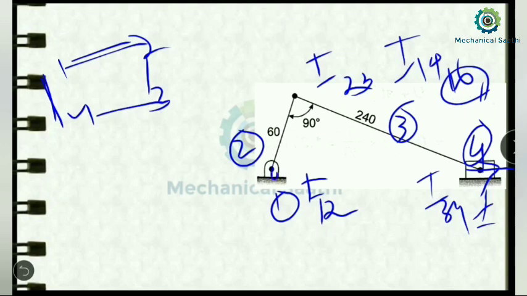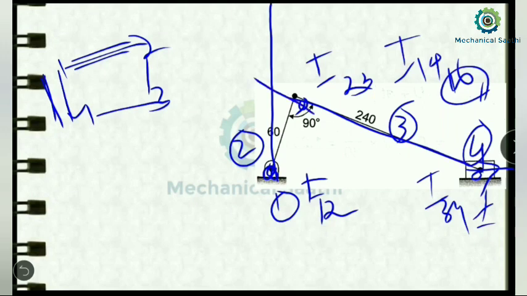This is the I12 point, and I14 will be somewhere at infinity, so we can draw a line like this. We get this straight line by using 1, 2 and 1, 4. Likewise, this is the I23 point and this is the I34 point. If we extend these two lines, we get a straight line like this. The intersection point of these two lines will be somewhere here. At this point we get the instantaneous center I24.